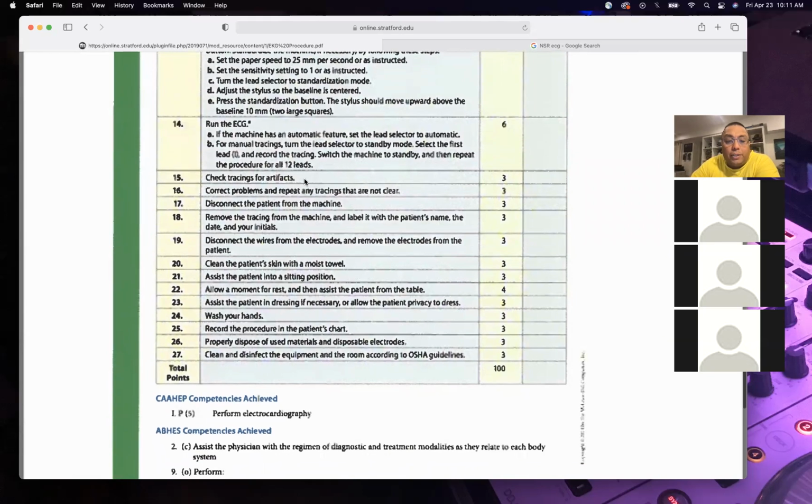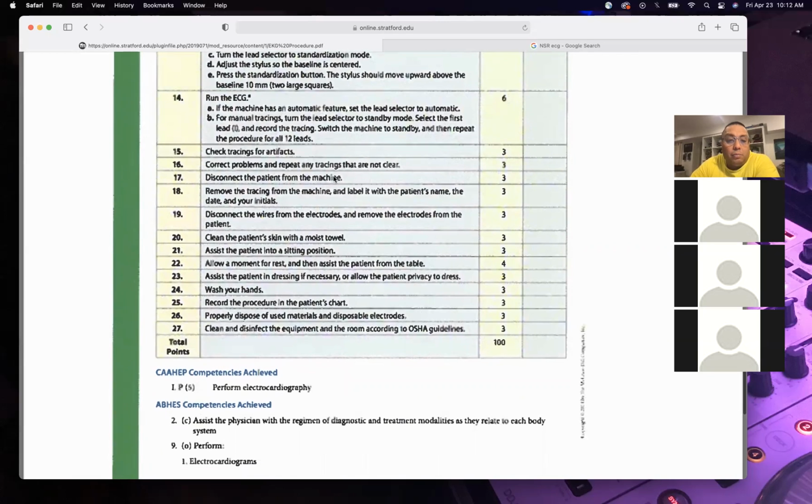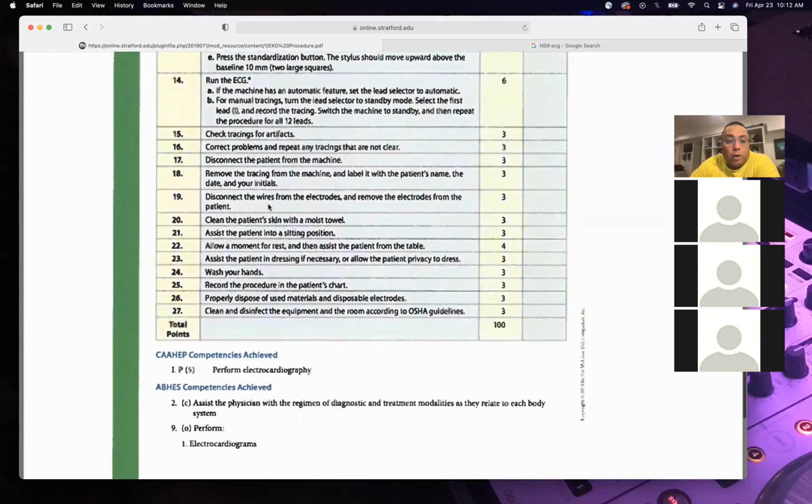Now we check for any tracings or artifacts. Now, what's an artifact? Anything that looks abnormal, like the baseline's all fuzzy, and we're going to show you those artifacts in lab. You correct the problems, and then you run it, and then you disconnect the patient from the machine and remove the tracing. Now, it's at this point the patient is going to ask you, hey, what does it mean?